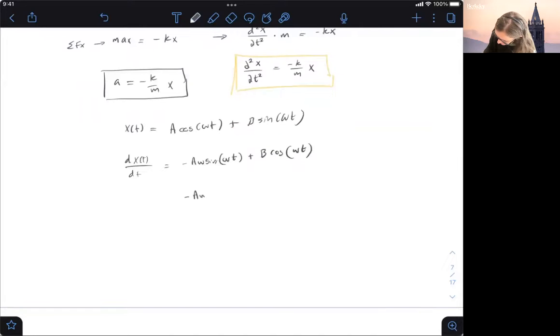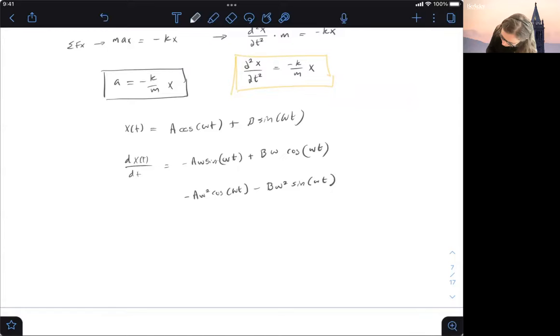Negative a w squared cosine of wt minus, oh, sorry, I forgot that w up here. We're doing chain rule, right? So we have to take the derivative of the inside part as well. So minus b w squared sine of wt. And notice the cosines and sines are just going to keep switching this whole time.